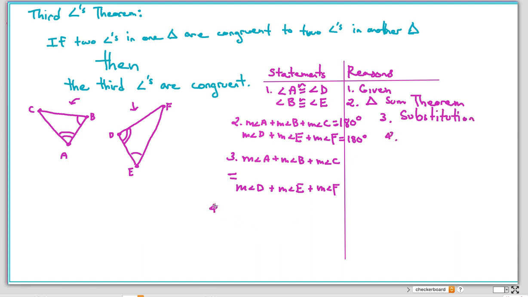Okay, now 4. I think at this point I have to state something that I forgot to state. It should have really been step 2, but it doesn't matter. Angle A is congruent to angle D, and angle B is congruent to angle E. Two angles are congruent, it means that their measures are equal. That's the definition of congruent angles. So from this, I write that the measure of angle A equals the measure of angle D, and that the measure of angle B equals the measure of angle E. And this is definition of congruent angles.